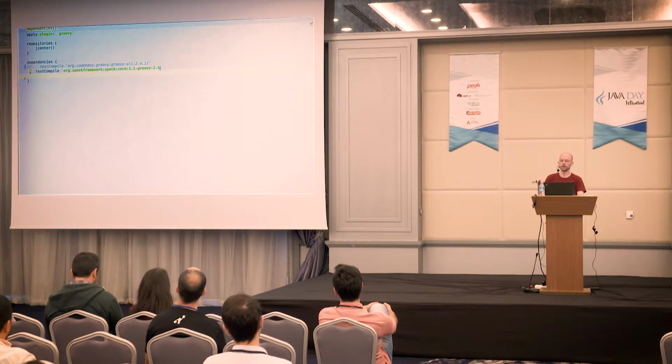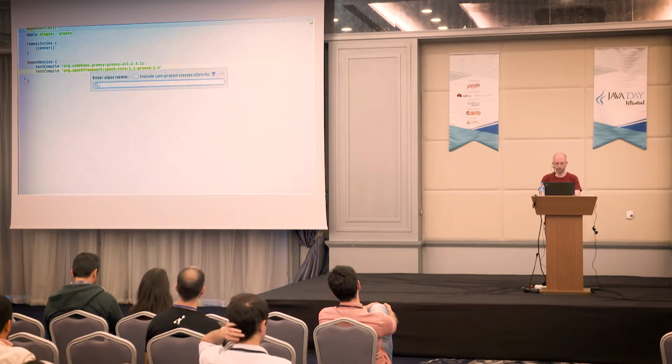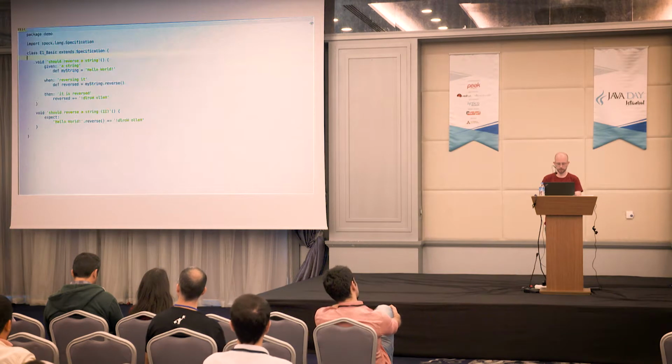Spock will grab the Groovy dependency as a transitive dependency. But if you want to use the latest Groovy version, you need to add it, because Spock 1.1 is using Groovy 2.4.9, and I want the latest one. And that's all you need. So let's start with the first example.